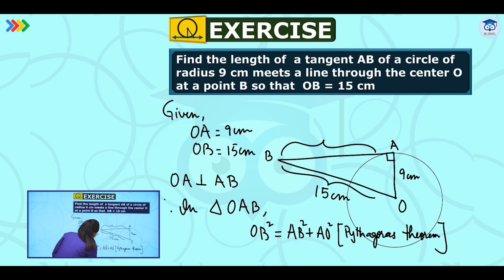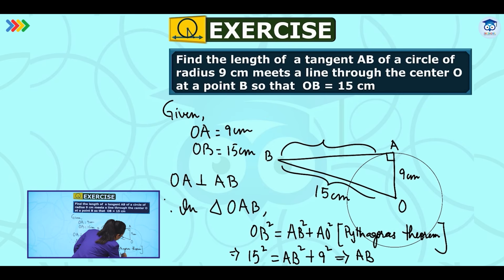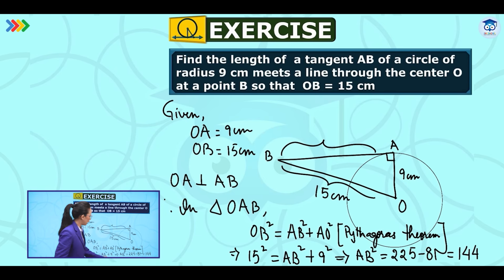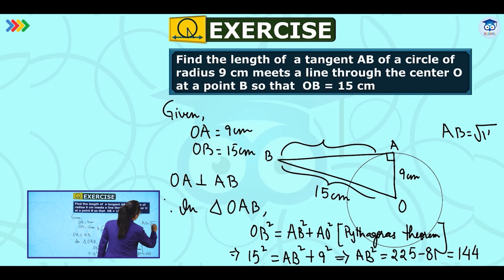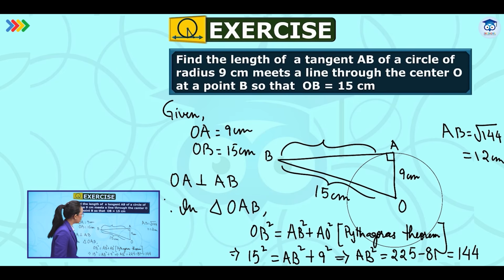When we substitute this value, it will be 15 square equals AB square plus 9 square. We are going to find AB. So AB square will be 15 square, which is 225, minus 9 square, 81, which is 144. So AB will be the square root of 144, which is equal to 12 centimeter. So the length of this tangent is 12 centimeter. Very easy.